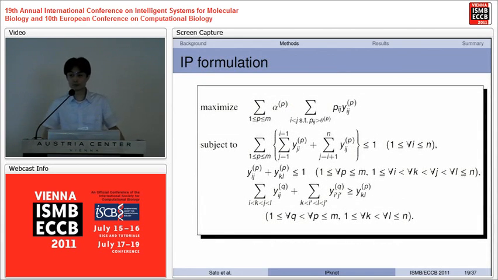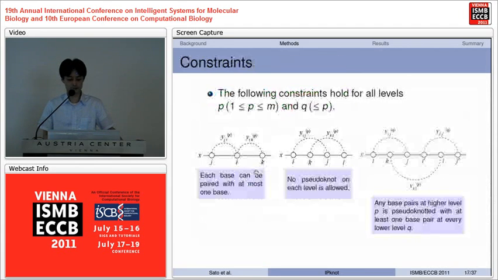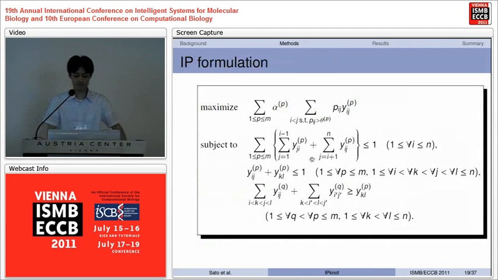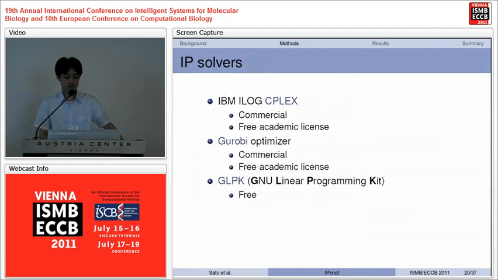Finally, we can formulate the optimization problem for predicting RNA secondary structure with pseudoknots as the integer programming shown here. Each constraint corresponds to each figure at this slide. There exist several available IP solvers. Our implementation supports 2 commercial IP solvers and 1 free solver.